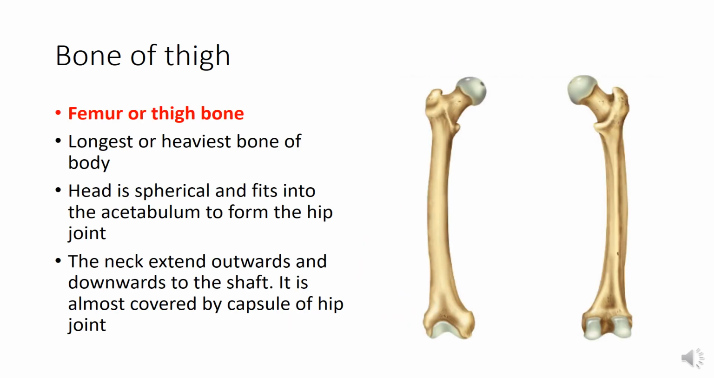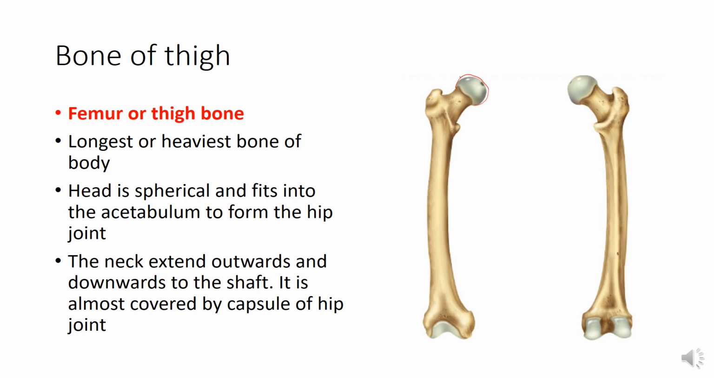So bones of thigh. First of all, the bone of thigh is the femur. So there is a single bone in the thigh which is known as femur. It is the longest and heaviest bone of the body, and its head is spherical and fits into the acetabulum to form the hip joint. So you can see here, this is the head of the femur and it is spherical and it fits into the acetabulum of the hip bone. You have studied before, and it forms the hip joint. I will show you in the next slide.